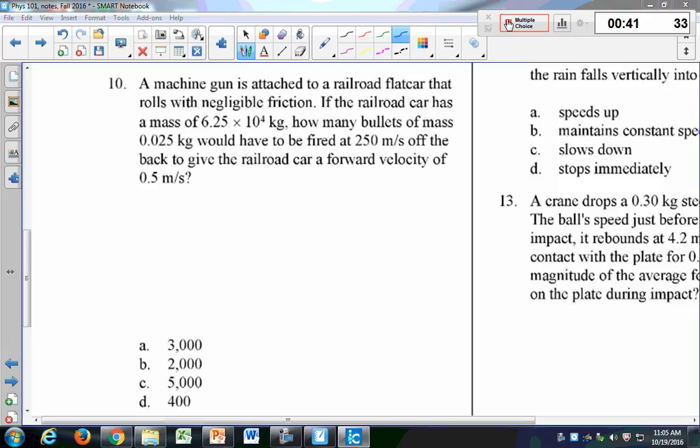This is the same idea behind a rocket, by the way. A rocket throws stuff in that direction to make it go in this direction.